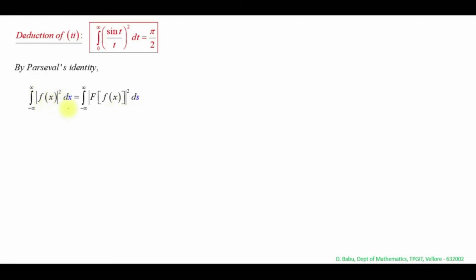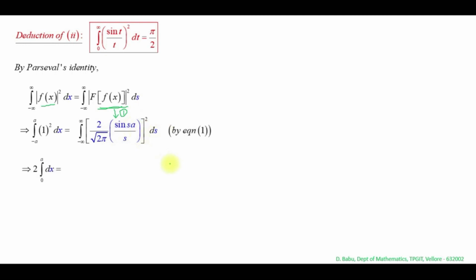Note that here f of x and Fourier of f of x are real functions. Therefore we remove the modulus. So what is f of x? F of x is given as 1 in the limits minus a to plus a. Therefore it is written as minus a to plus a 1 square dx, which is equal to, using equation 1, integration minus infinity to plus infinity 2 divided by square root of 2 pi sin s divided by s the whole square into ds.